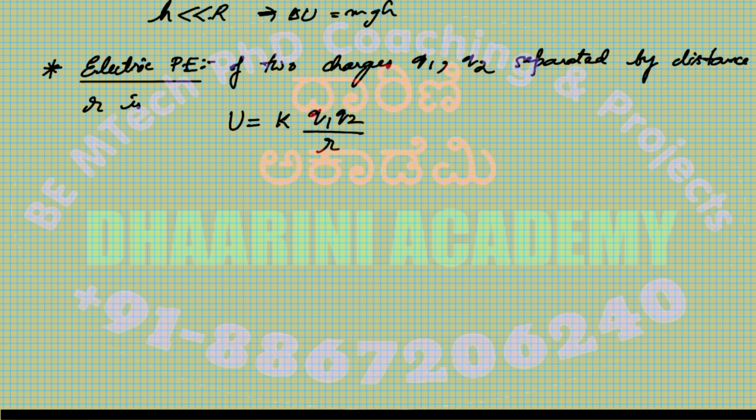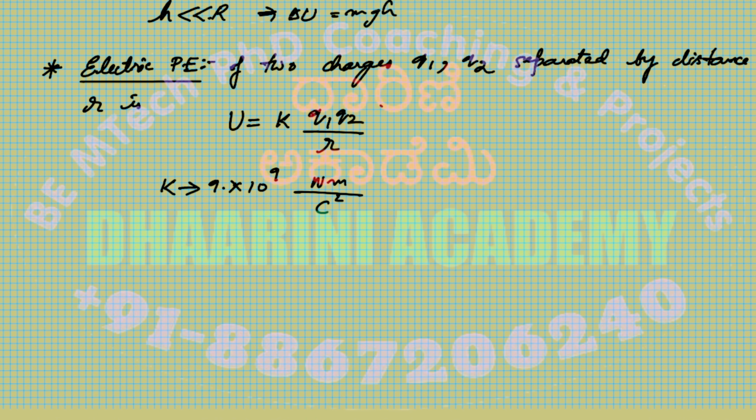Here K is a constant and its value is 9 times 10 to the power 9 newton meter squared per coulomb squared, because coulomb is the measure of charge. So that is a constant value. We can substitute the charge values, so many coulombs times so many coulombs divided by the distance between them. As soon as we substitute those values, we will get the electric potential energy required for the given system.